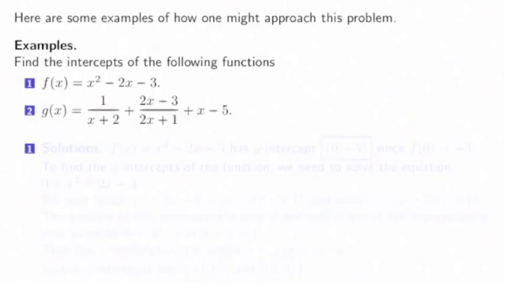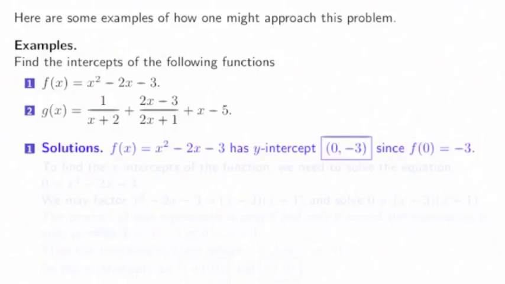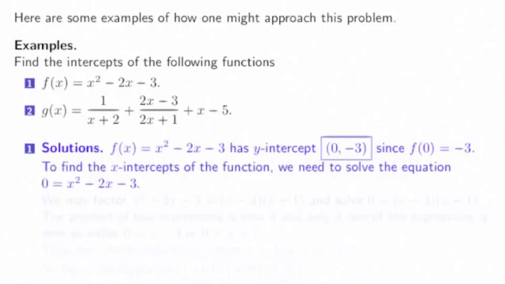To do problem 1, we notice that this has y-intercept 0 comma minus 3, because the y-intercept is where x is 0. Plug in x equals 0, we get out minus 3. But to find the x-intercepts of this function, we need to solve the equation 0 equals x squared minus 2x minus 3. The x-intercept is where y is 0, so we write out 0 equals x squared minus 2x minus 3.